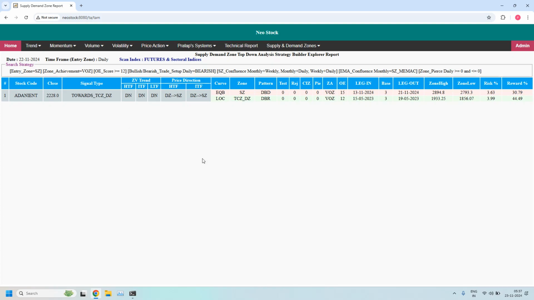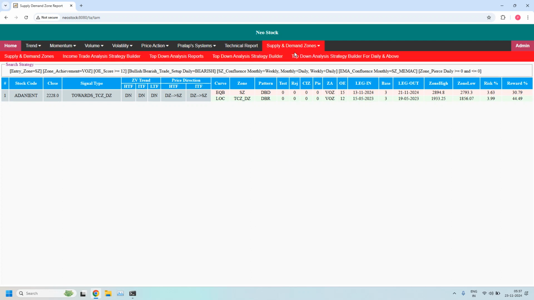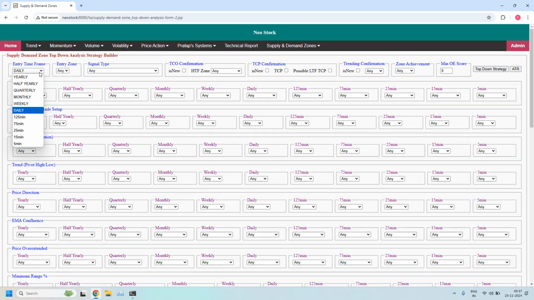Okay, this is about bearish trade setup for monthly income trade. Next, bullish trade setup for weekly income trade. Entry time frame is 75 minutes. Entry zone is demand zone. In bullish or bearish trade setup at 75 minutes time frame, I am selecting bullish.